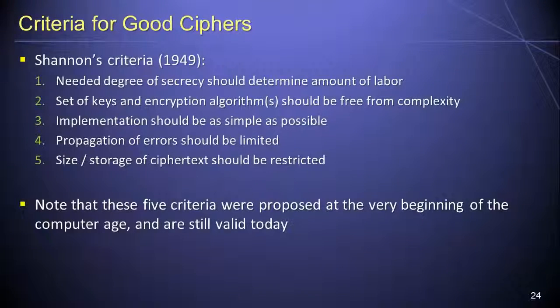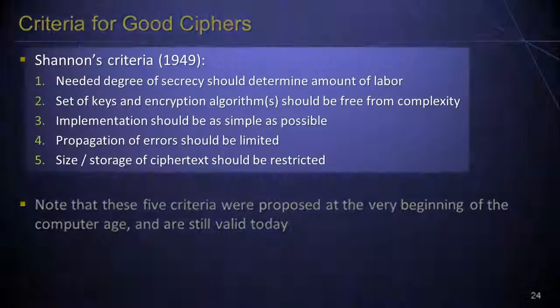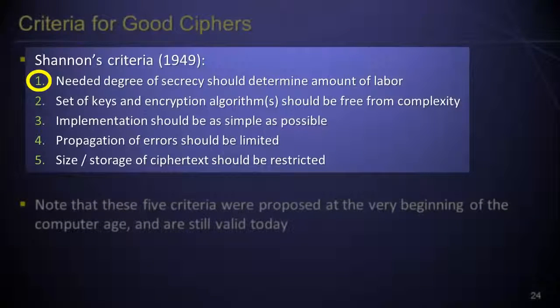In 1949, Claude Shannon, who is often referred to as the father of information theory, proposed a set of 5 criteria for creating good ciphers. Shannon's first criterion is that the degree of secrecy that is needed should determine the amount of labor required in order to encipher a message. As was noted in an earlier lesson, the value of information tends to decline over time, and as such, the additional computational labor that would be required to protect the secrecy of a message for thousands of years may not be defensible from the perspective of information theory.